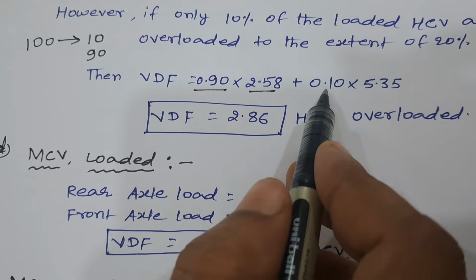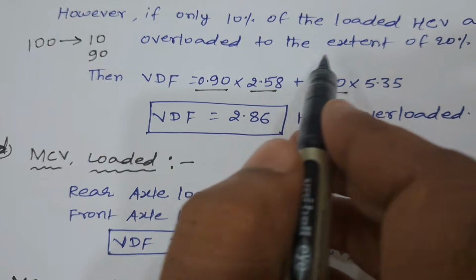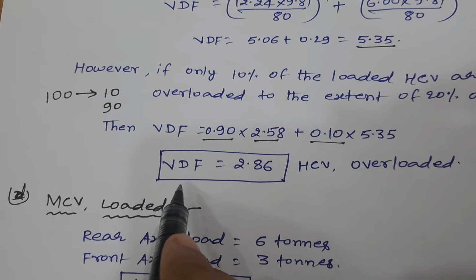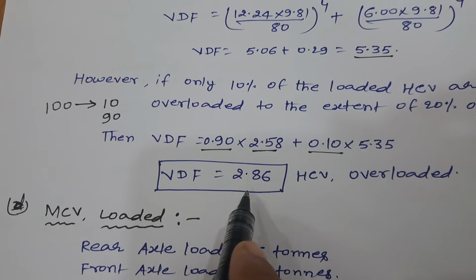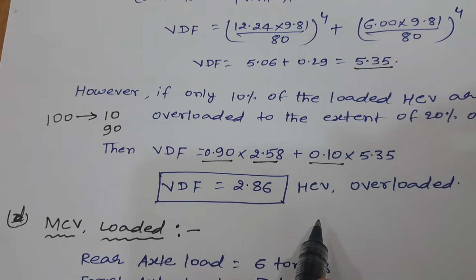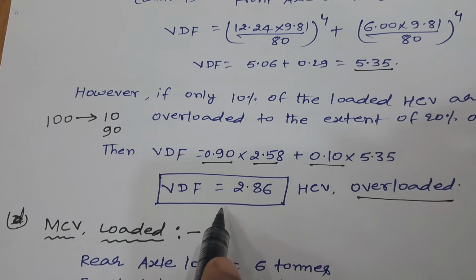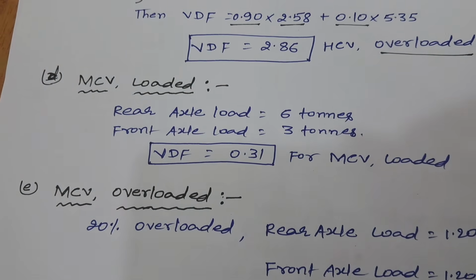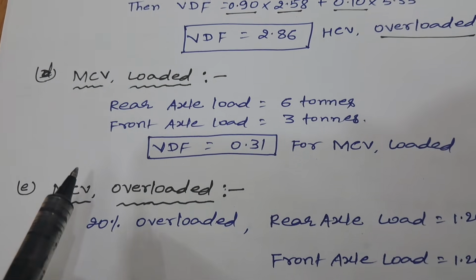10 means 0.1, and overloaded already we find VDF is 5.35. If we add these two values, we get VDF equal to 2.86. Hence, VDF for heavy commercial vehicle overloaded came 2.86. Next case is heavy MCV loaded.